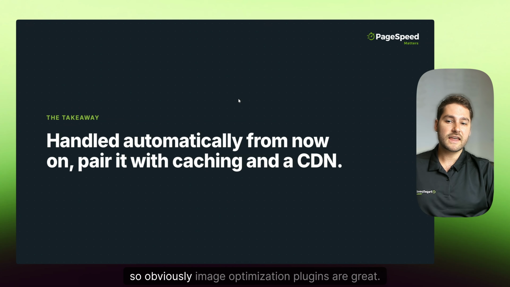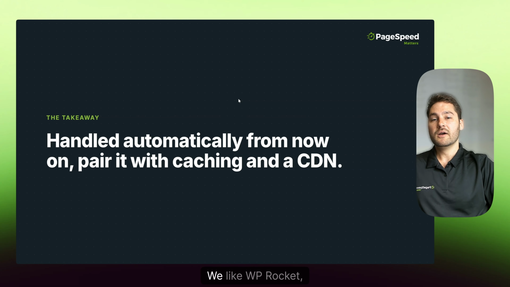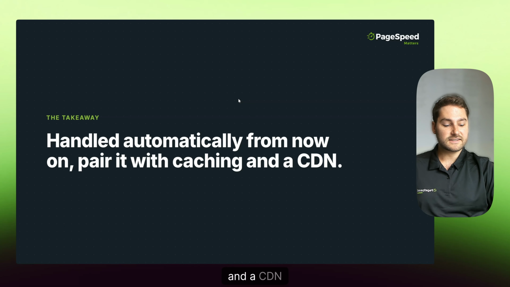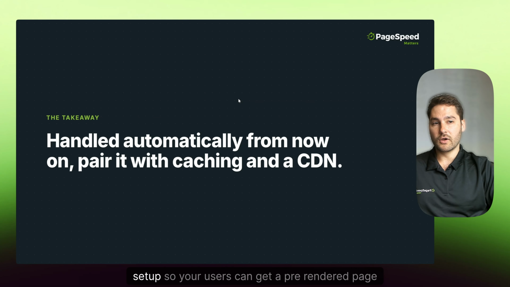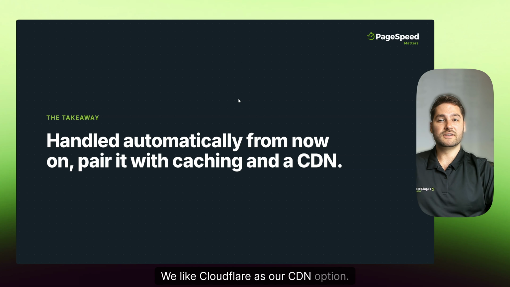So obviously, image optimization plugins are great. You want to make sure you also have a proper caching plugin. We like WP Rocket, and a CDN setup, so your users can get a pre-rendered page from the closest server to them. We like Cloudflare as our CDN option.